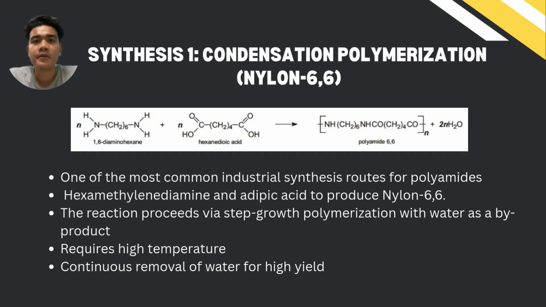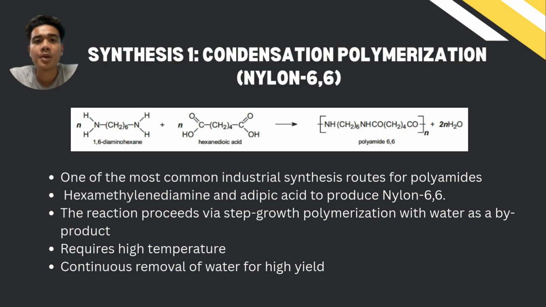To begin, we will first look at the condensation polymerization, which is one of the most common routes used to produce polyamides. Condensation polymerization is widely used in the production of polyamides, such as nylon 6,6. In this process, a diamine reacts with a dicarboxylic acid, forming amide linkage, while releasing water as a byproduct. As the reaction proceeds, long polymer chains are formed through repeated condensation steps.